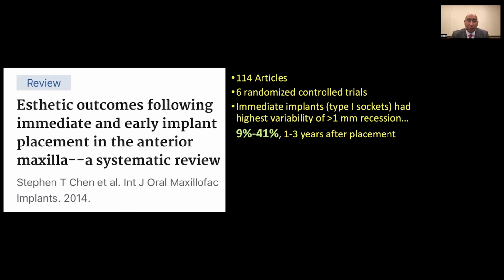The way I read that is that's not about science or the way biology or the way tissue behaves, that's skill, right? Somebody's not putting implants in the right spot.